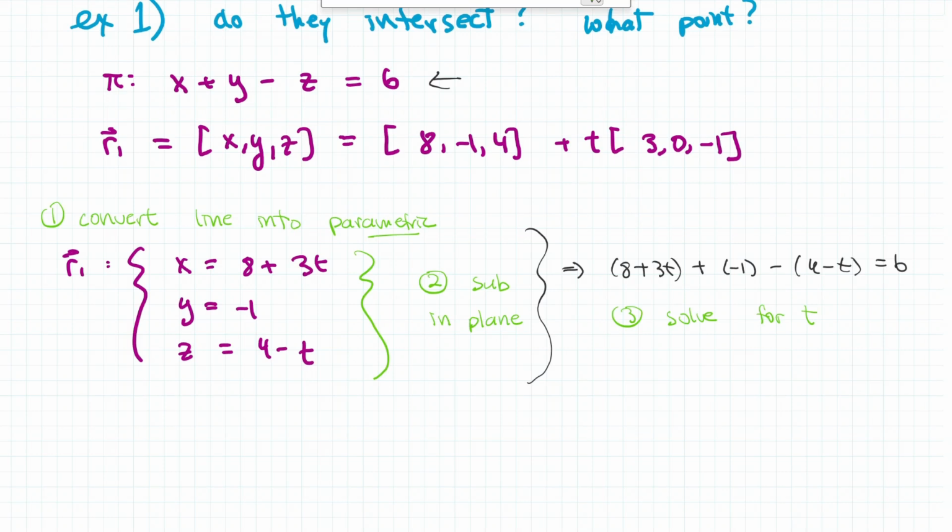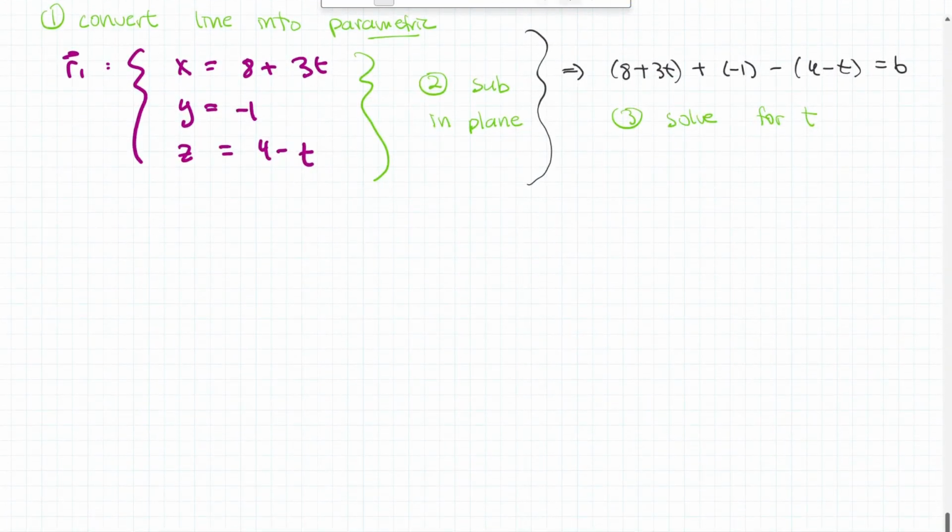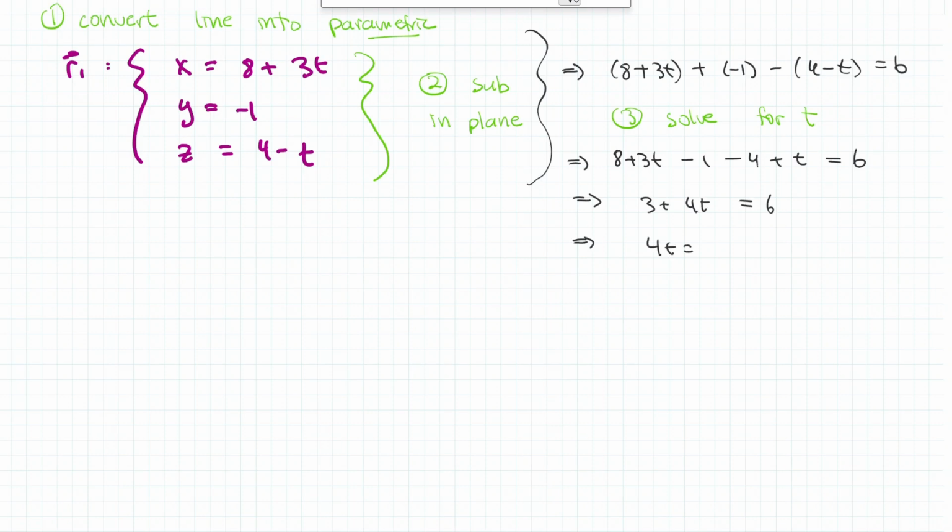Okay, so let's go ahead and simplify this equation then. So if we expand it, we've got 8 plus 3t minus 1 minus 4 plus t equals 6, which gives us 3 plus 4t equals 6. So then we have that 4t equals 3, and then t equals 3 over 4.